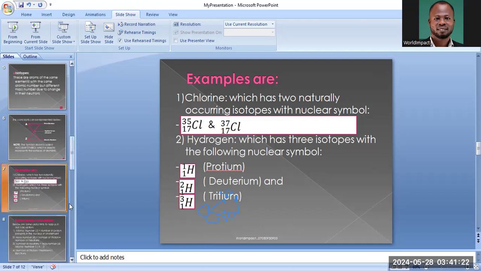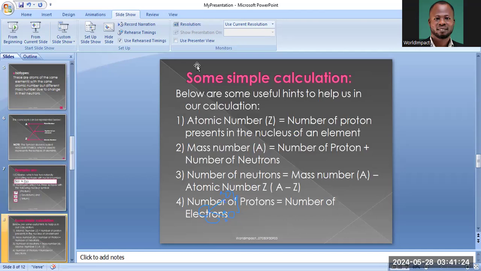We have some things we need to take note of that will be of great help to us in our calculations. The first one is atomic number, Z, which equals the number of protons present in the nucleus of an element. You need to take note of that. And then we have the second one, mass number A, which is the sum of the number of protons plus the number of neutrons. And the third one is the number of neutrons, which equals mass number minus atomic number.